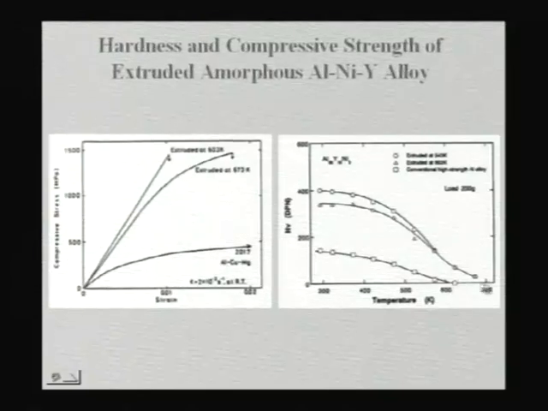A conventional high strength aluminum alloy loses its strength very rapidly, and you cannot really use them beyond about 300 degrees centigrade, as I told you, and this is shown in terms of Kelvin, so almost around 573 Kelvin. Beyond that you lose the strength very rapidly, whereas these extruded aluminum nickel yttrium amorphous alloys show much higher strength even at higher temperatures. So this is one of the advantages of going for such exotic alloys, which are metastable, though definitely they are all metastable alloys.